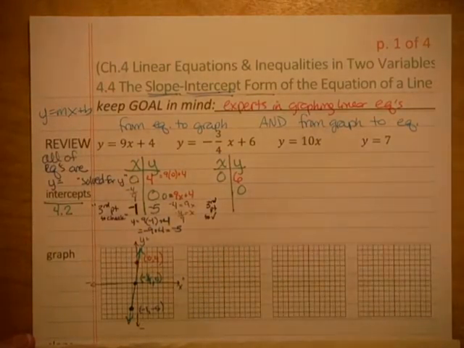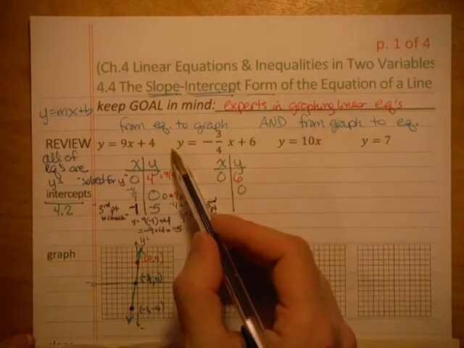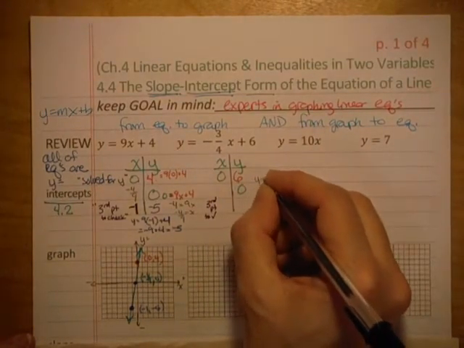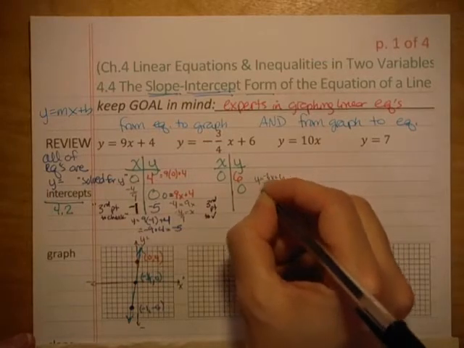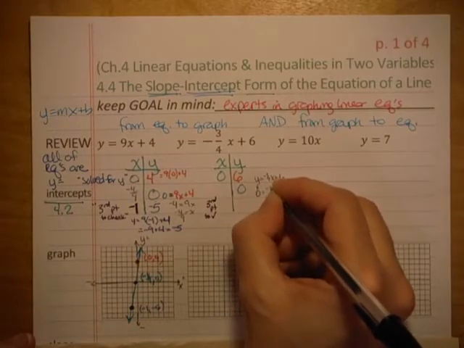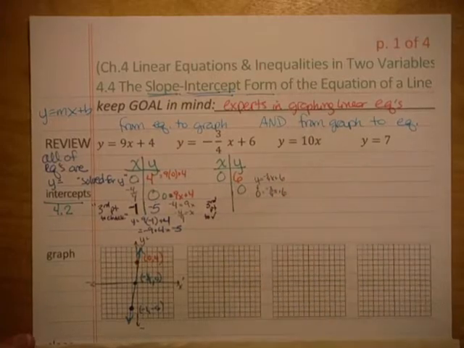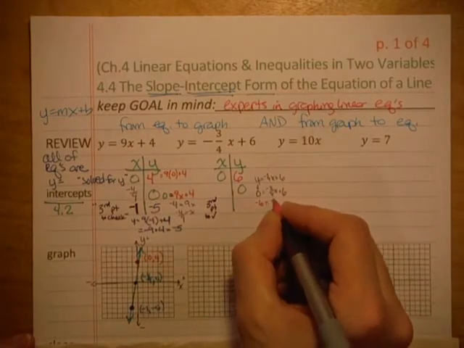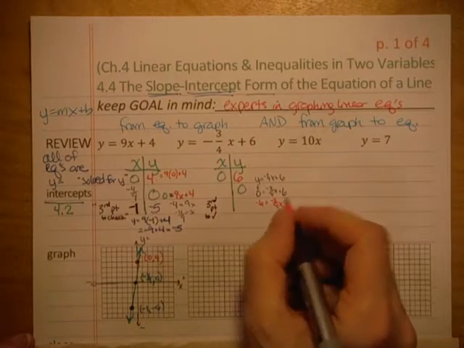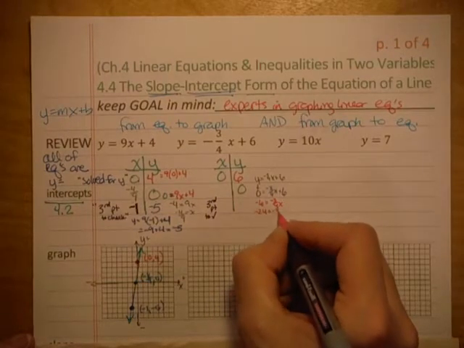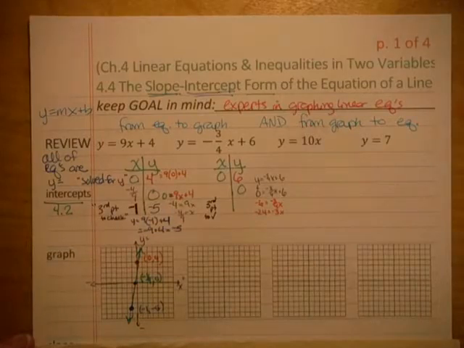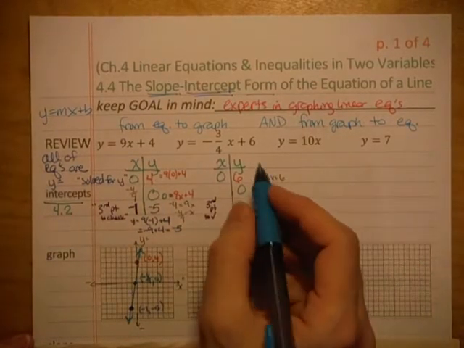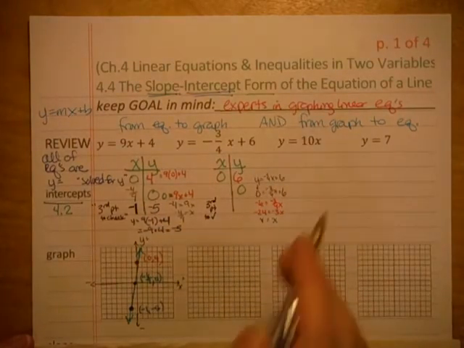When you plug in 0 for y, it requires a little bit more solving here. So I've got y equals -3/4 x plus 6. If I put in 0 for y and then try to solve this, I subtract 6 from both sides. I get -6 is equal to -3/4 x. Multiply both sides by 4. -24 equals -3x. Divide both sides by -3. I get +8 is equal to x. So I finally got my answer of +8.